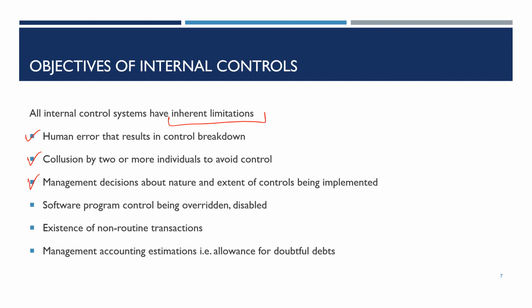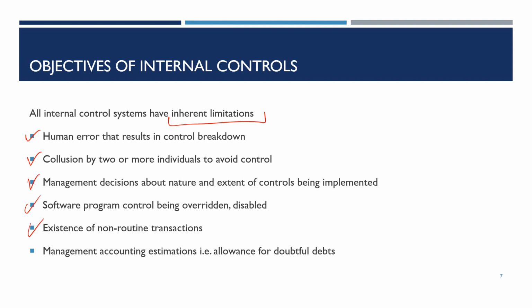The next one is the existence of non-routine transactions. In an organization, most control activities are directed at routine transactions rather than non-routine transactions, and therefore controls may become inadequate due to changes in conditions.